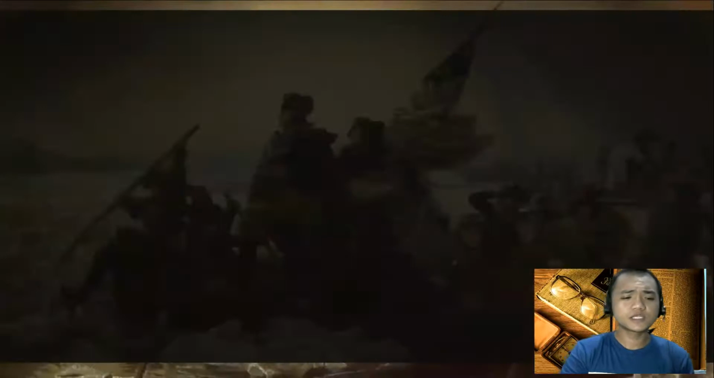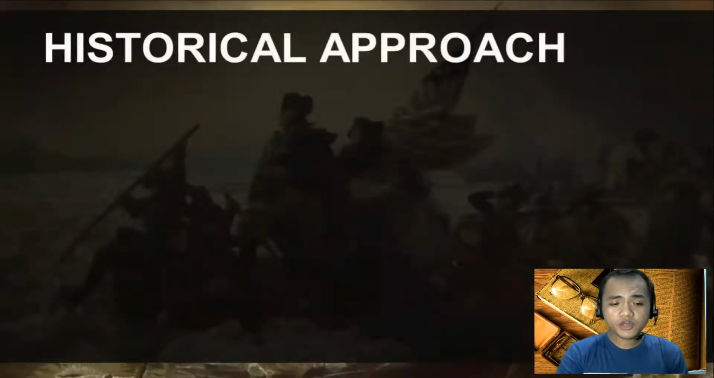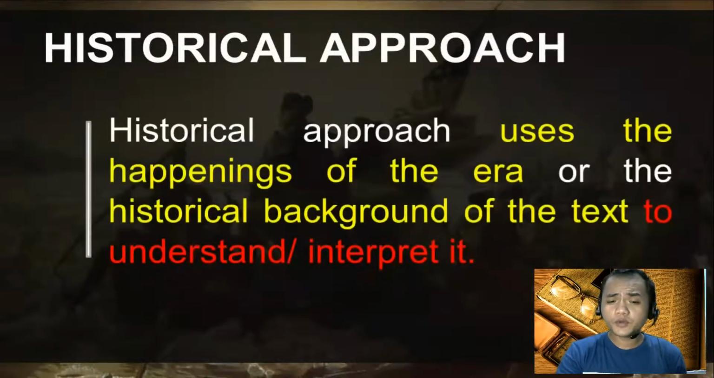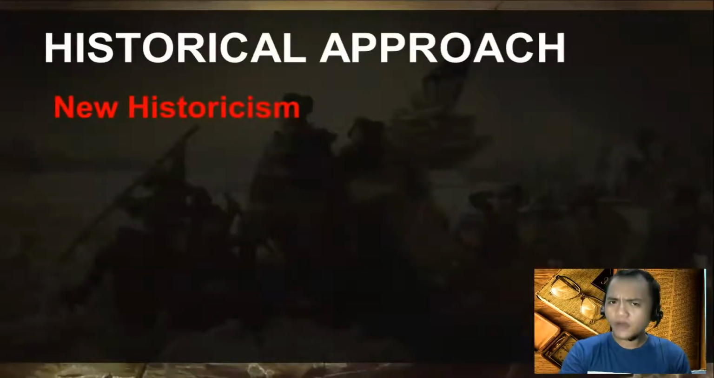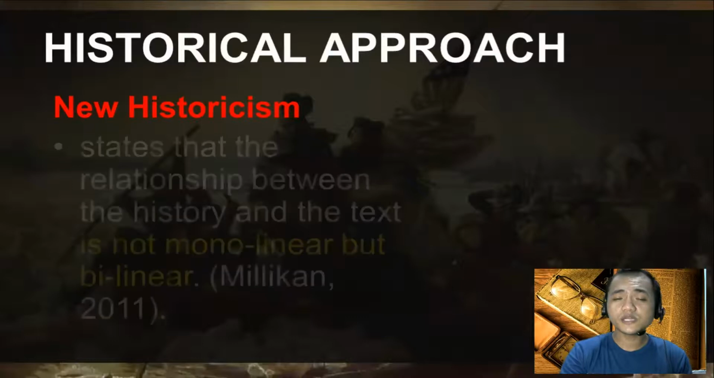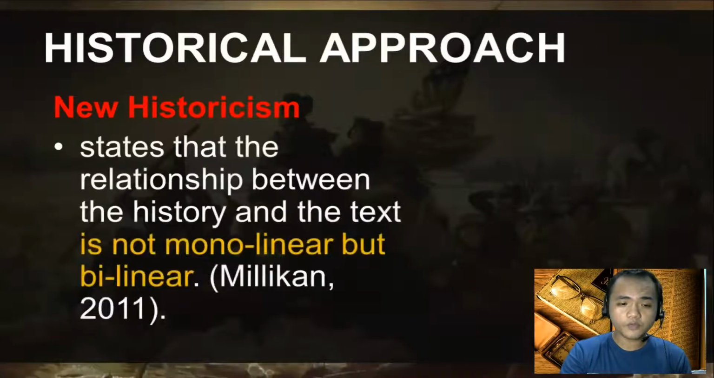Now, let's talk particularly about the historical approach. As mentioned earlier, the historical approach is an approach that uses the happenings of the era or the historical background of the text to understand or interpret it. However, after decades of not being used because writers or critics favored the new approaches, the historical approach got a new name, which we call new historicism or the new historical approach.